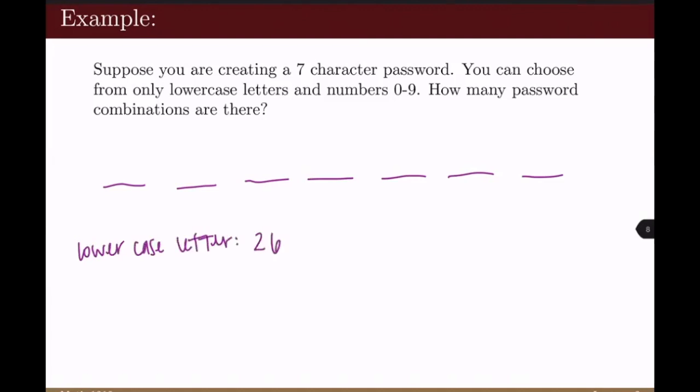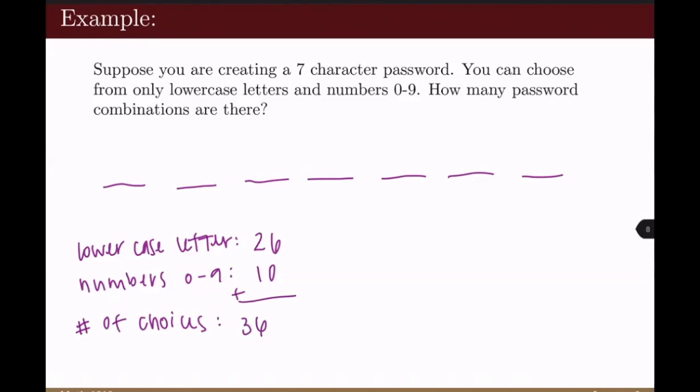And there are 26 of those. I can also choose from numbers 0 through 9. Well, if we're counting numbers 0 through 9, that's actually 10 numbers, because 1 through 9 are 9 numbers, and then when you count 0, that makes 10. So that means my total number of choices for this password is 26 plus 10, which is 36. 36 choices.